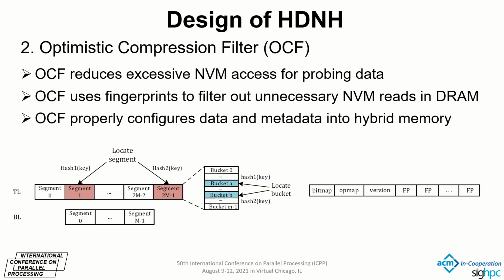We propose the optimistic compression filter, OCF. OCF reduces excessive NVM access for probing data, and it uses fingerprints to filter out unnecessary NVM reads in the DRAM. It properly configures data and metadata into hybrid memory.